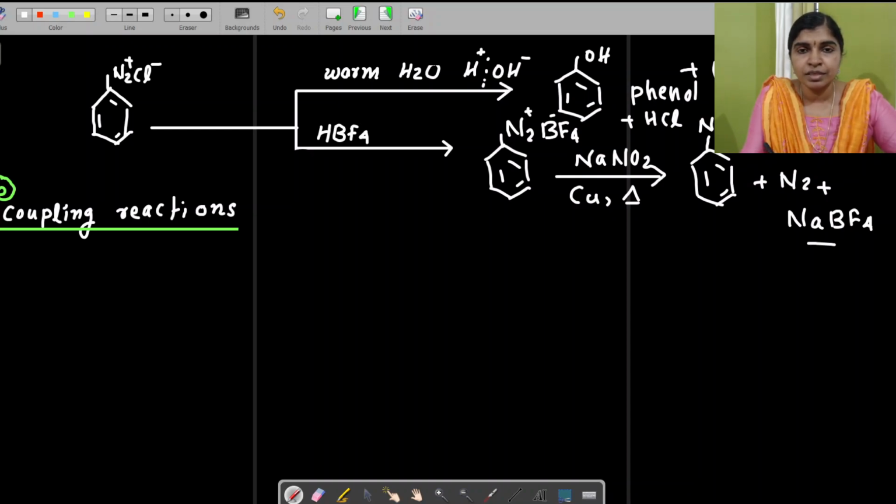Then another type of reaction is there, that is coupling reaction, in which the nitrogen, the N2 group is retained there. Means azo group അവിടെ retain ചെയ്യുന്ന reactions ആണ്.